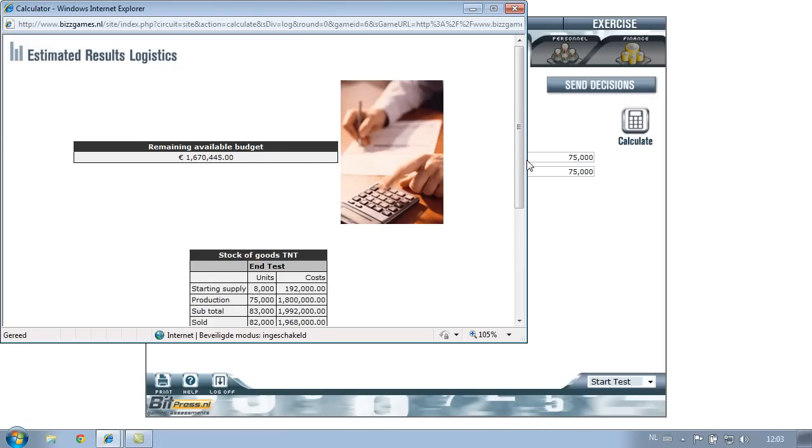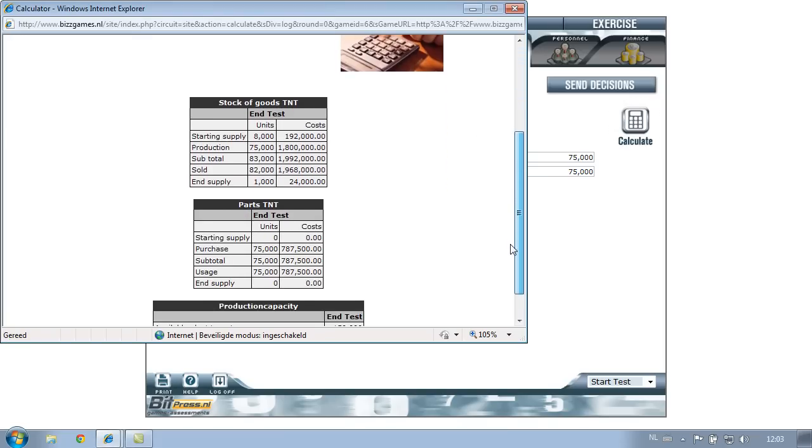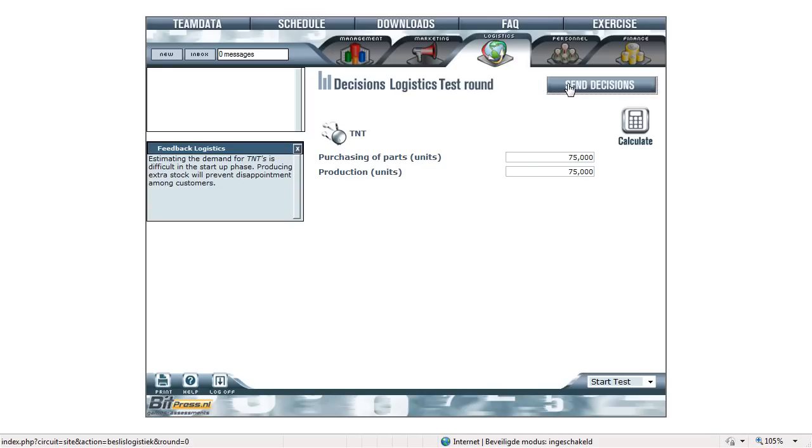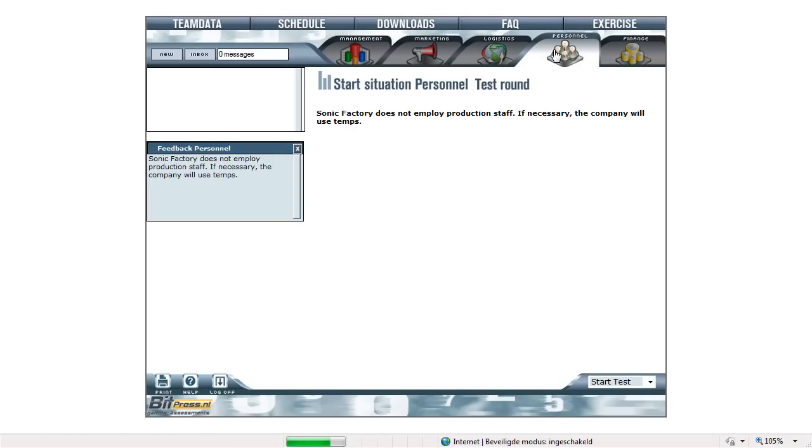We can see our remaining available budget, the stock of goods of the TNT and the stock that we have of parts of the TNT. Furthermore, we can see the production capacity. We can now send our decisions and go to personnel. Sonic Factory does not employ production staff. If necessary, the company will use temporary personnel.